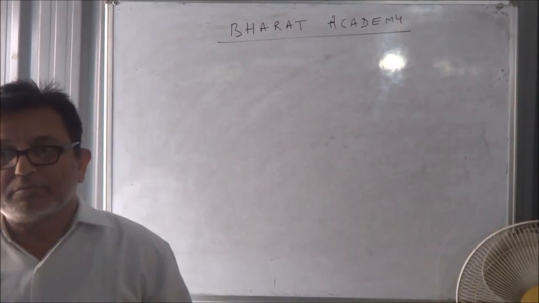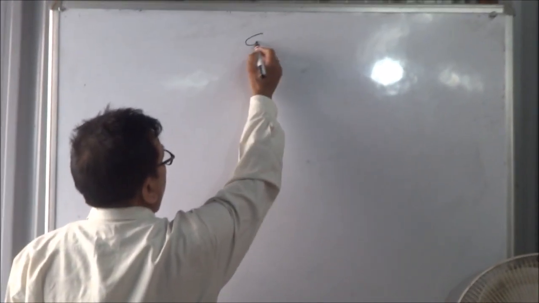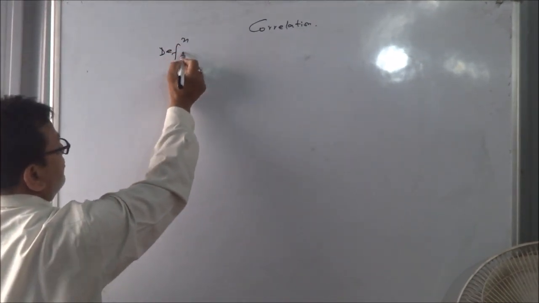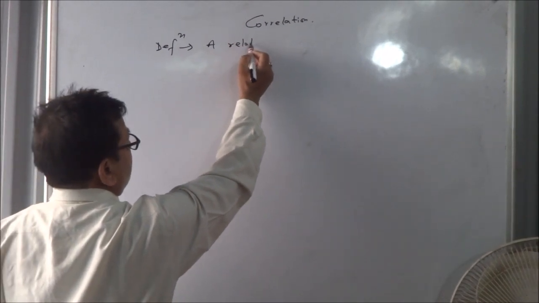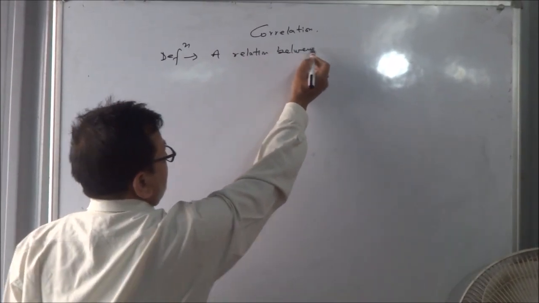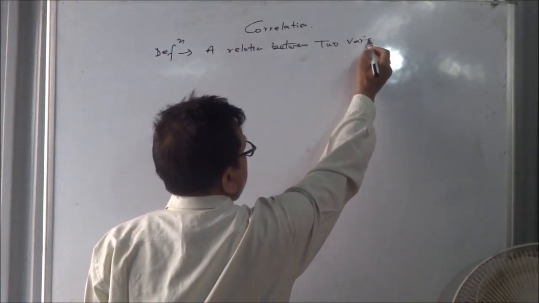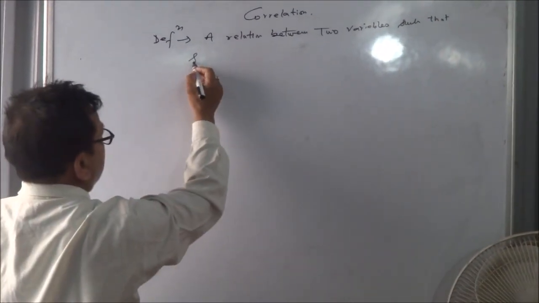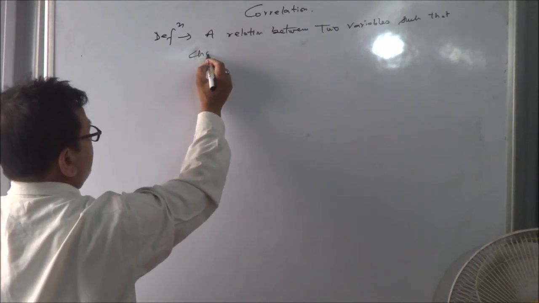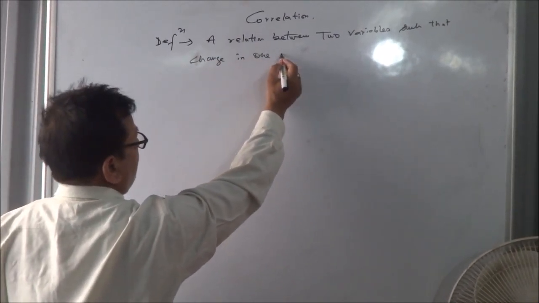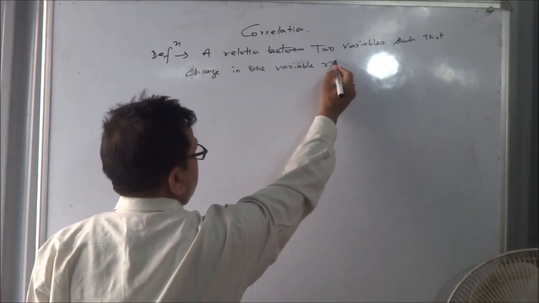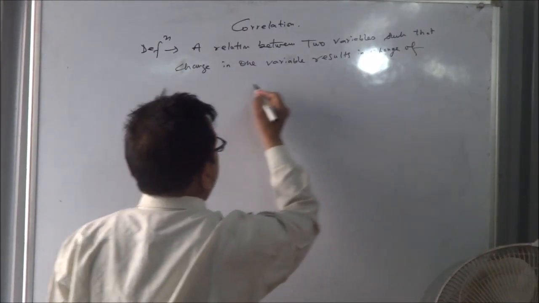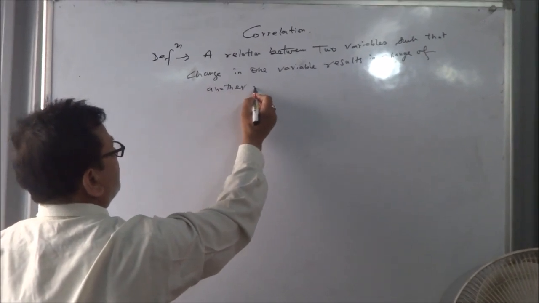Now we start correlation. First, the definition: a relation between two variables such that change in one variable results in change of another variable.